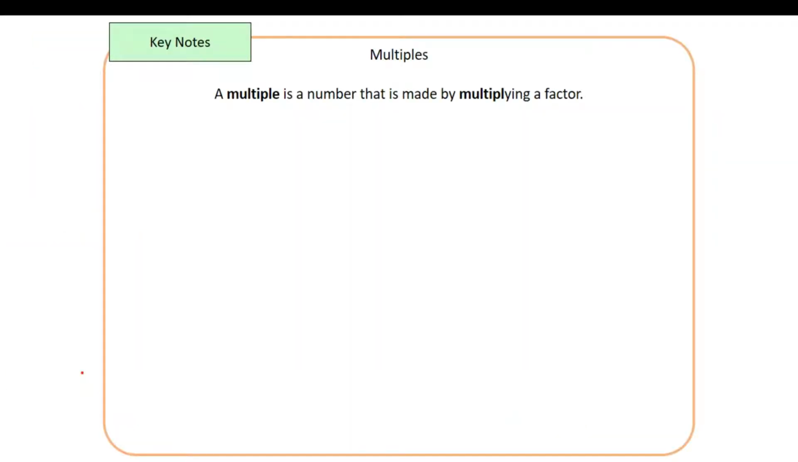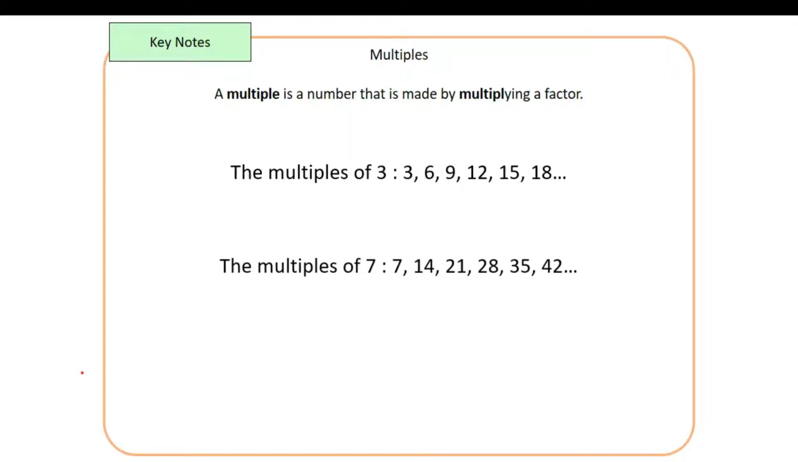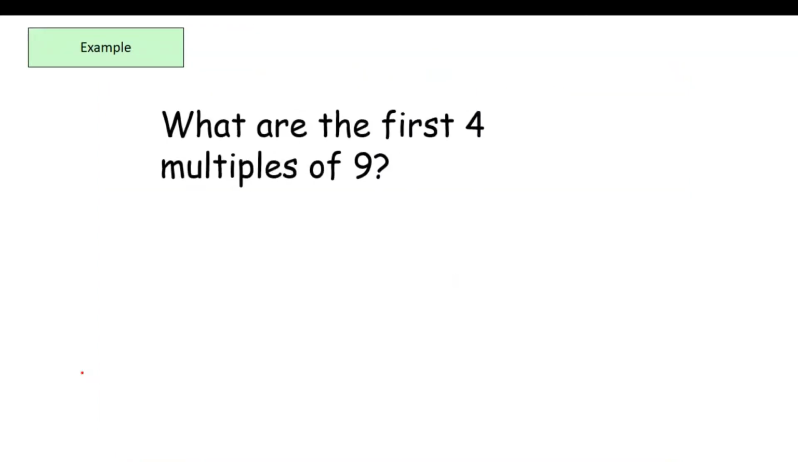Multiples are numbers that basically come in the times table of another number. So for example, the first few multiples of 3 would be 3, 6, 9, 12, 15 and so on. The first few multiples of 7 would be 7, 14, 21, 28, etc. The first few multiples of 13: 13, 26, 39 and so on. Pretty straightforward. Let me show you a simple example then.